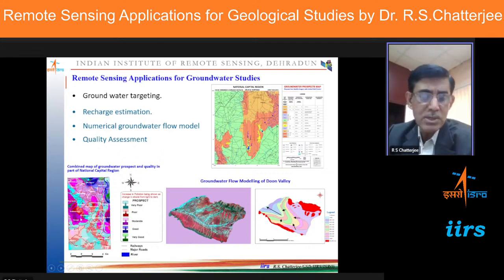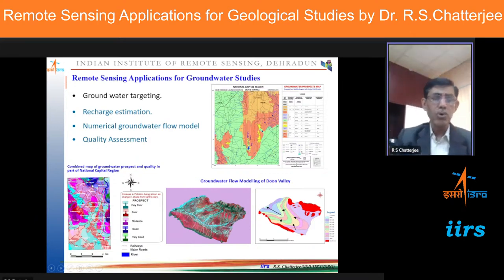For example, in this case, you see, is a part of the National Capital Territory of Delhi. You see here the potential or groundwater prospect and quality we have combined, where groundwater availability is more and quality is also good. Where groundwater availability is more, but quality is bad, not useful. So both the things are important. So we have combined both together and prepared a combined map, prospect and quality.